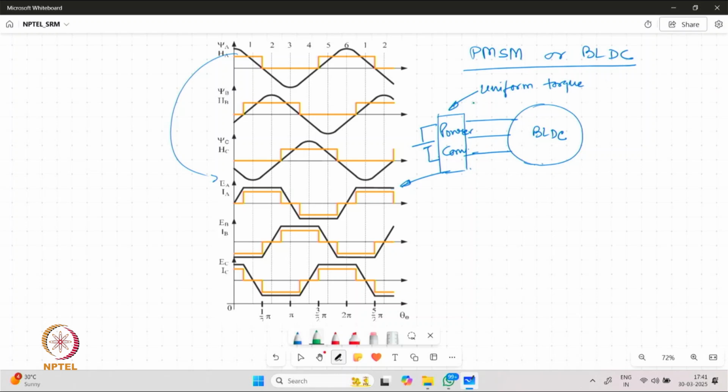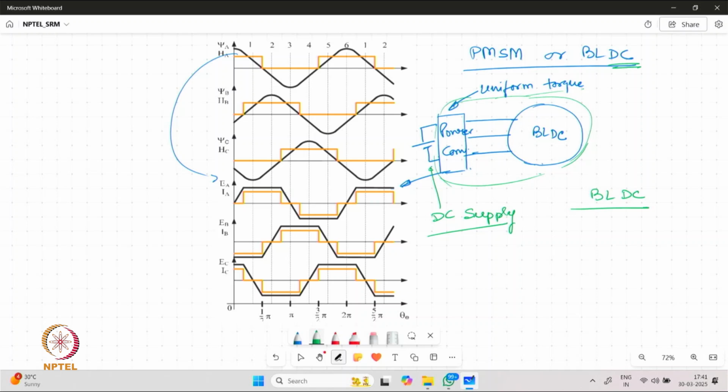Because of the DC supply provided to the unit, it is called a DC machine, brushless DC, and because there are no brushes involved in this commutation process, this is called brushless DC.